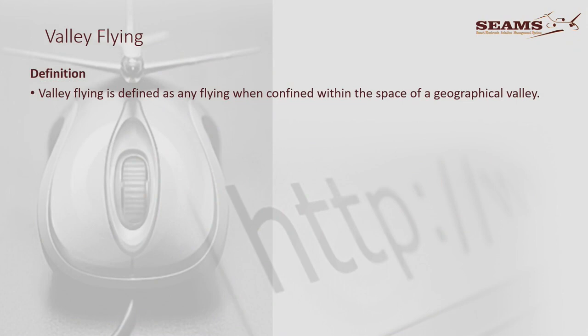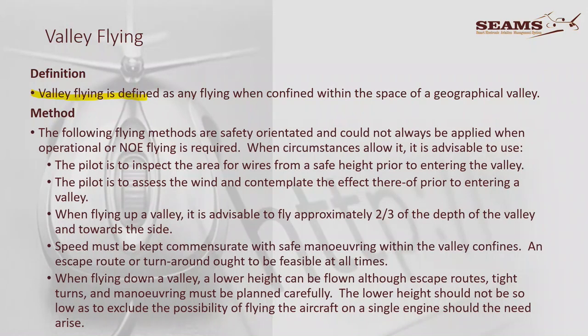Valley flying is defined as any flying when confined within the space of a geographical valley. Okay, that's just a very fancy way to say that we're flying down the valley. The following flying methods are safety oriented and could not always be applied when operational or NOE, nap of the earth flying, is required. When circumstances allow, it is advisable to do so.